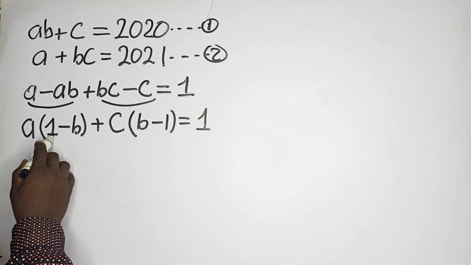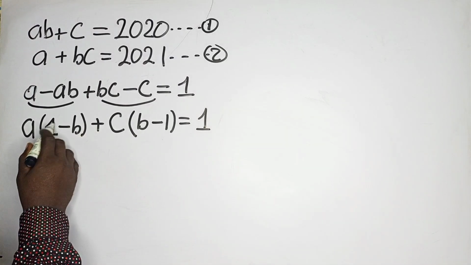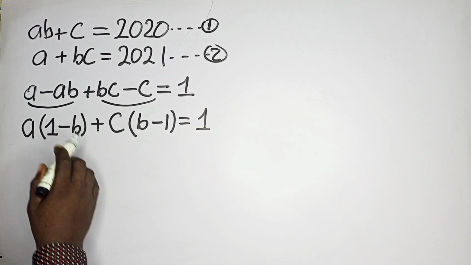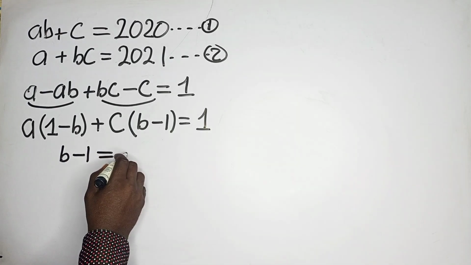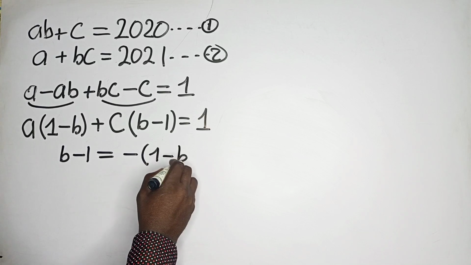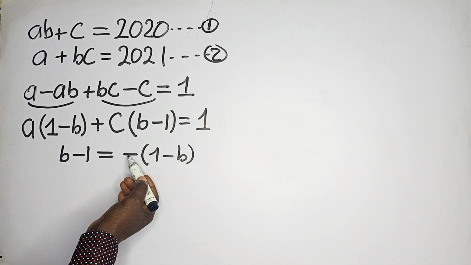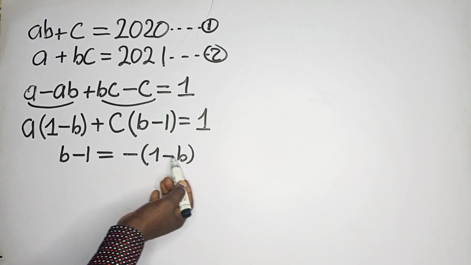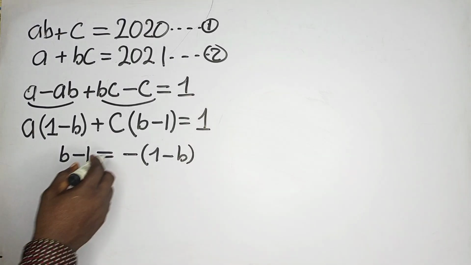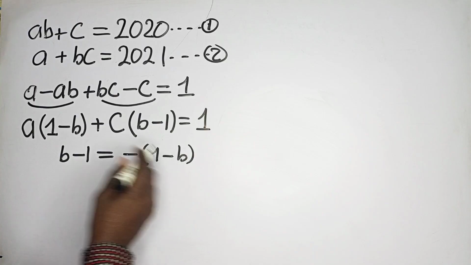Now we have 1 minus b here and b minus 1 there. We can do an algebraic manipulation so that b minus 1 is common. We know that b minus 1 is the same as negative into 1 minus b. Let's check it out. Let's open the parenthesis and see if we get the left-hand side. Negative multiplied to 1 is negative 1. Negative multiplied to negative b is positive b. So b minus 1 is the same as negative into 1 minus b.